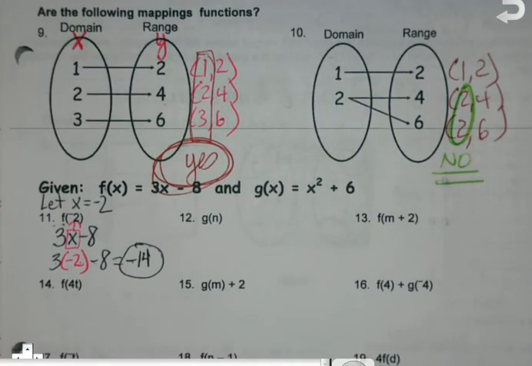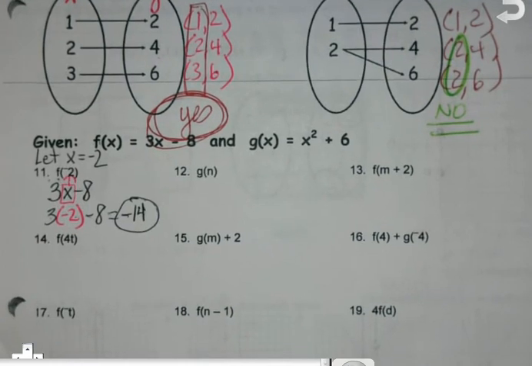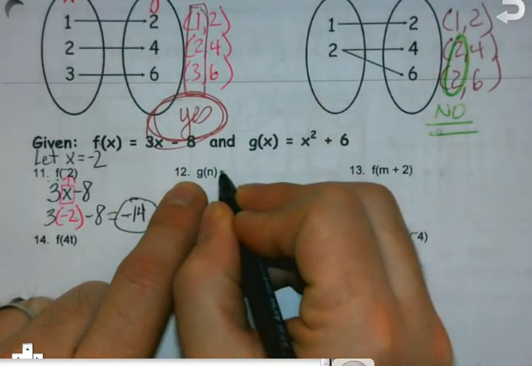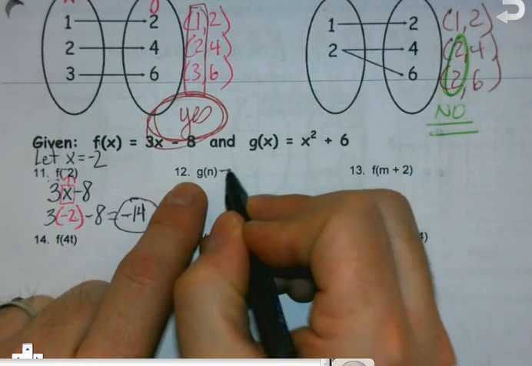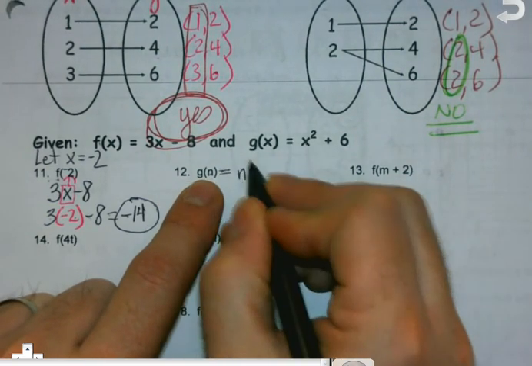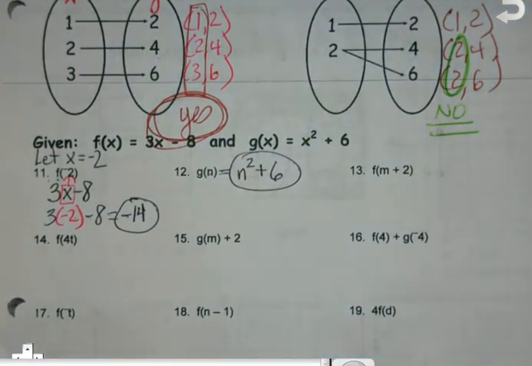What if they don't give me a number? Like number 12, I don't even get a number. What's up with that? They want me to do g, okay? All I'm going to do is replace the variable with what's in the parentheses: n squared plus 6. I can't solve anything. They didn't give me a number, but I can change the variable. So again, whatever's in the parentheses is what you plug in. And it gets kind of strange sometimes.